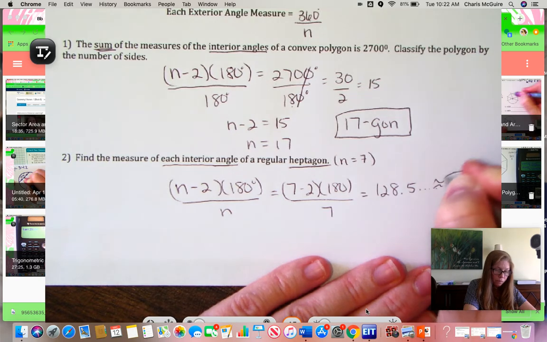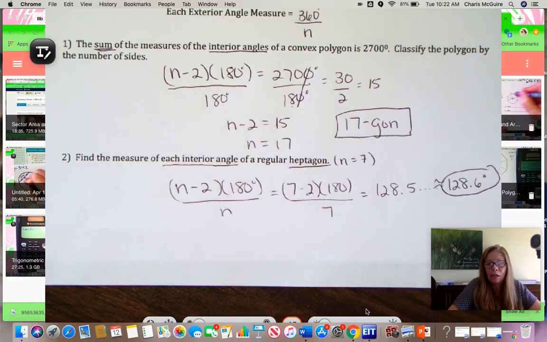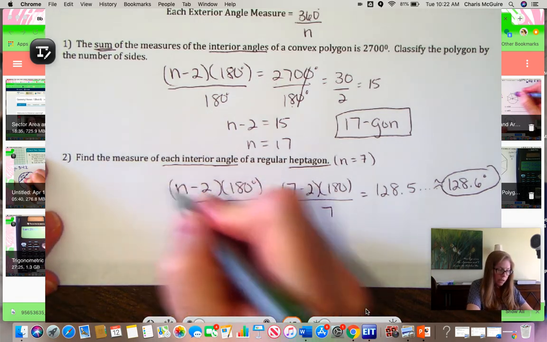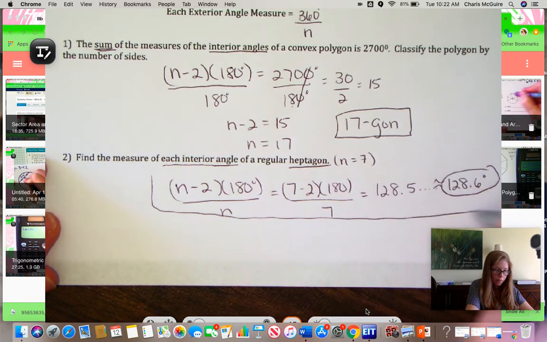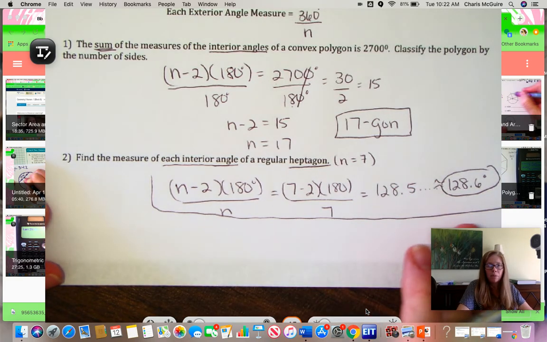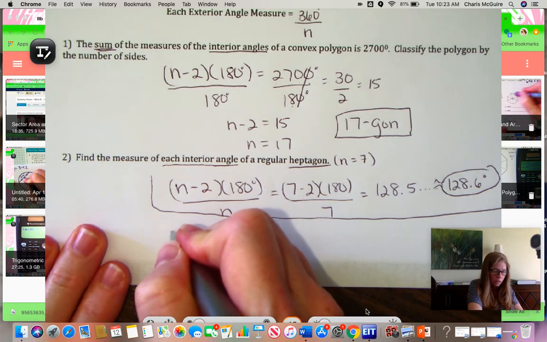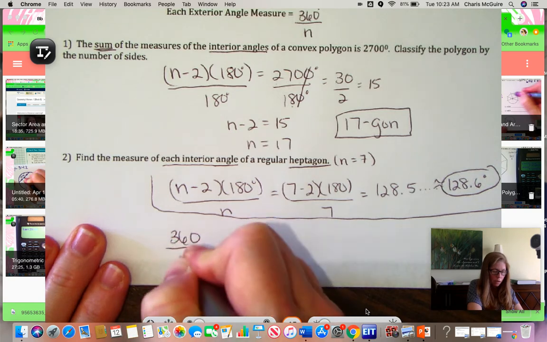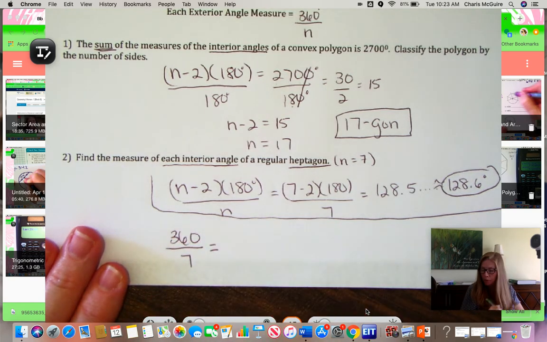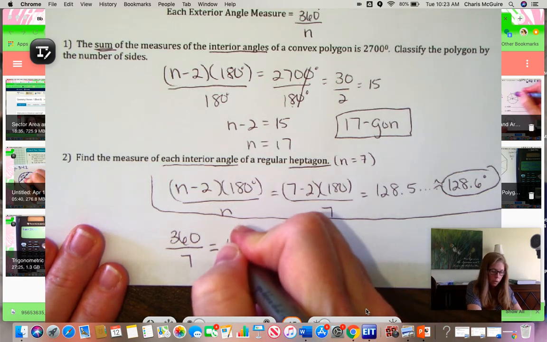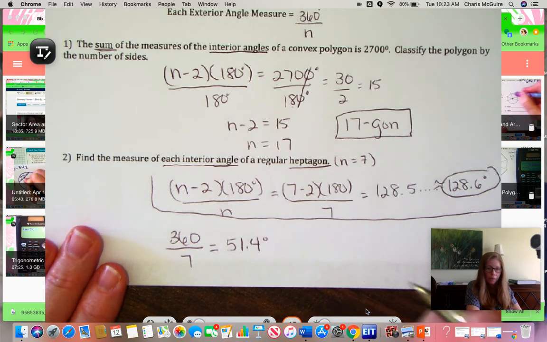degrees. Now, I'm going to show you a second way to do this problem because that's the straightforward method. There's another way that you could look at this. Box that in. So the other way to do this problem is let's go from the exterior, right? You know that on the exterior, there's always 360 degrees, and you can divide that by 7 because it's a heptagon. So you're going to get 51.4 degrees. Now here's the thing.